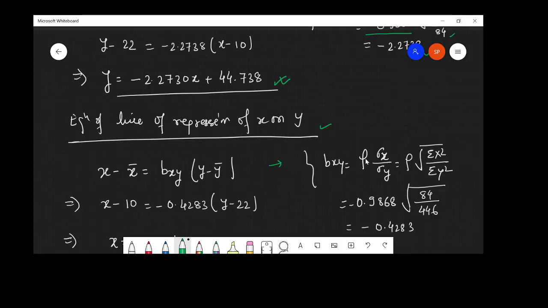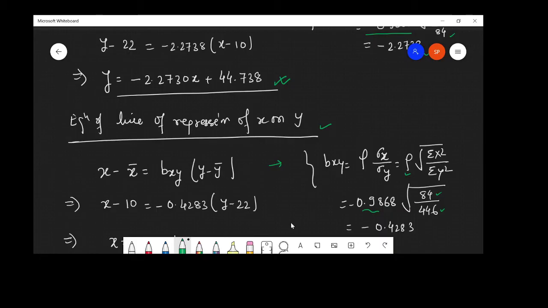We write rho sigma x by sigma y is equal to rho times the square root of summation x square by summation y square, and then we write the values. Rho is minus 0.9868, summation x square is 84, and summation y square is 446. After calculating, bxy comes to minus 0.4283. Here we substitute x minus x bar, which is 10, bxy as minus 0.4283, and y minus y bar, which is 22.